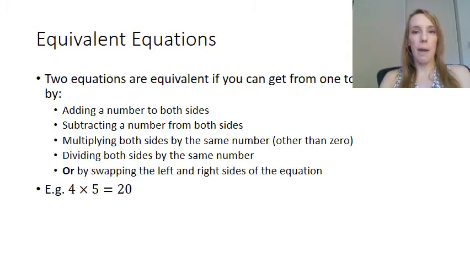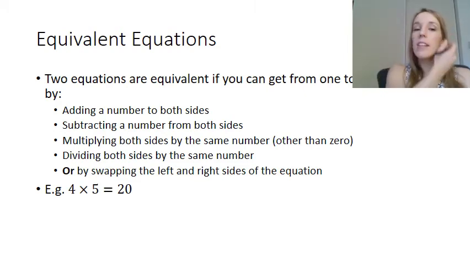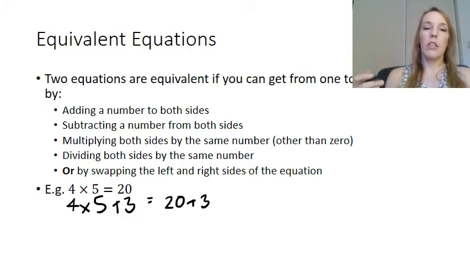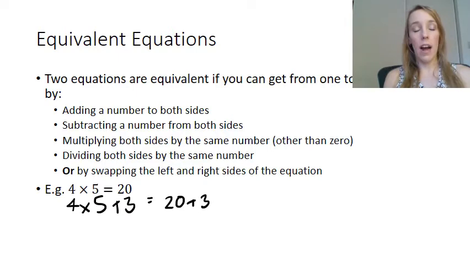So what does that actually mean? Well, as you can see here, 4 times 5 equals 20. So both sides of that equation are equivalent. The left-hand side, 4 times 5, is equal to the right-hand side, which is 20. So we can still make them equivalent by doing different things. If we were to add a number to both sides, for instance, if we had 4 times 5 and we wanted to add 3, if we add that same number to both sides, they're still equivalent equations, because 4 times 5 is 20, plus 3 is 23, and that's equal to the right-hand side, which is 20 plus 3, which would be 23.